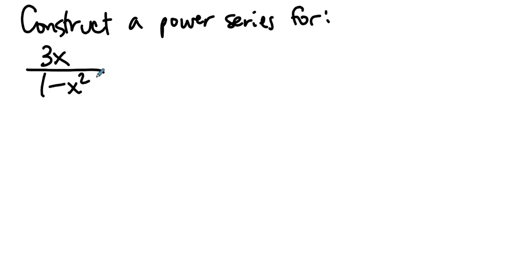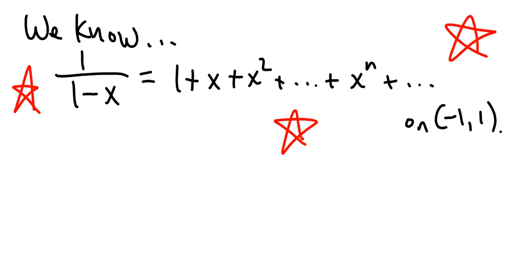So, construct a power series for 3x over 1 minus x squared. And that's just like, what in the world is that, right? Like, that's just crazy. Can we do it? Sure we can. This is 3x times 1 over 1 minus x squared. But how does this relate to that?